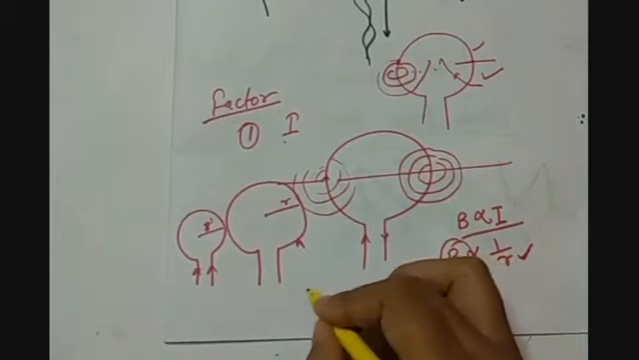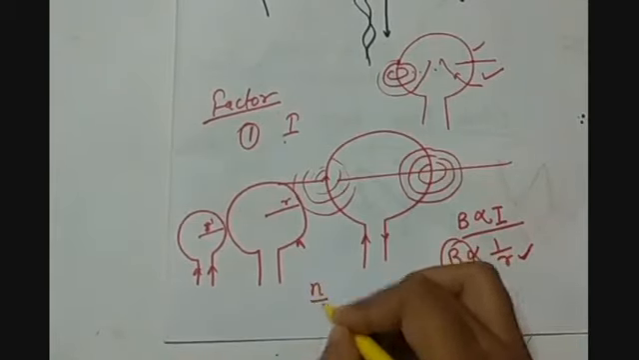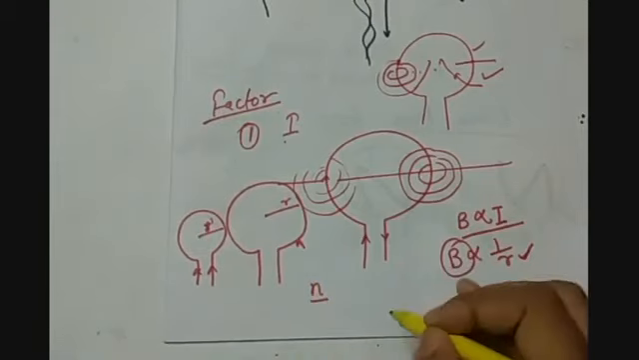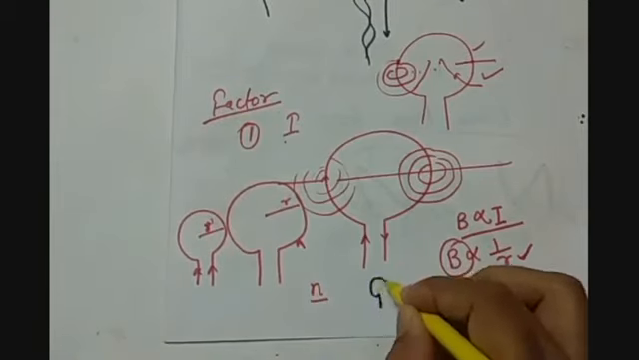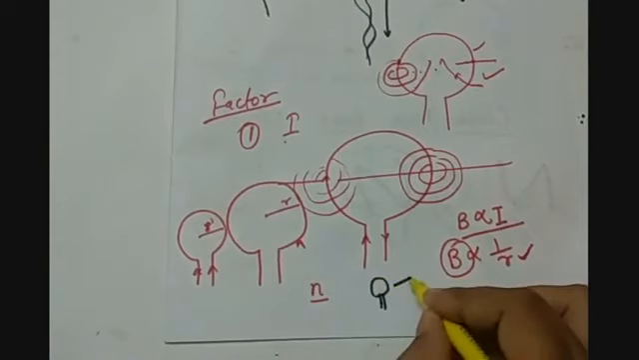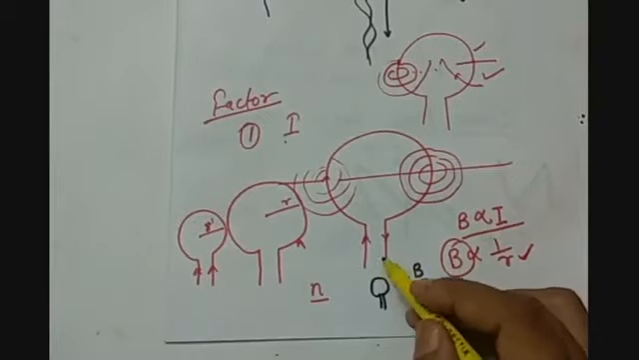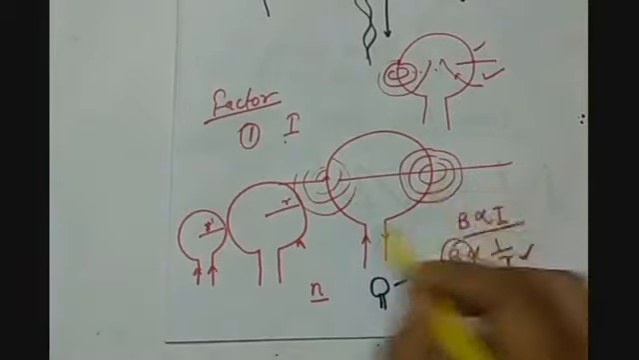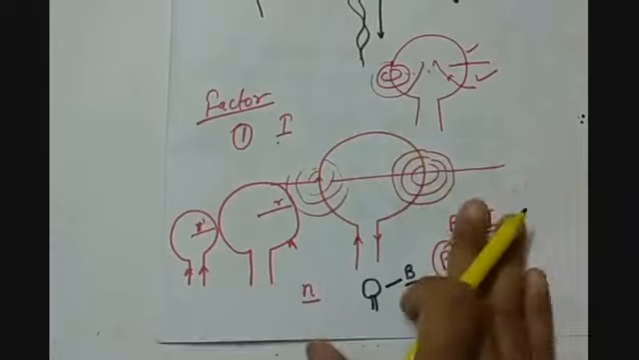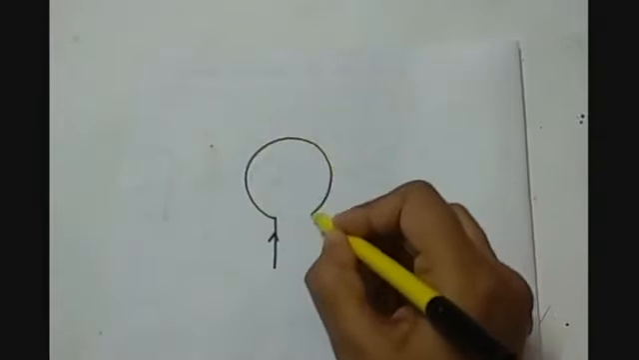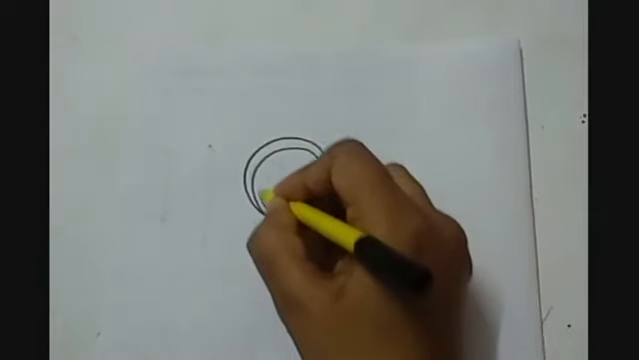The third is the number of circular turns of the wire. That means larger the number of turns we have, larger will be the field strength. And why is it happening? Because when we have more number of turns in a circular loop, suppose I am making it here, so we have a wire, we make it in the form of a circle and we rotate it in this way.